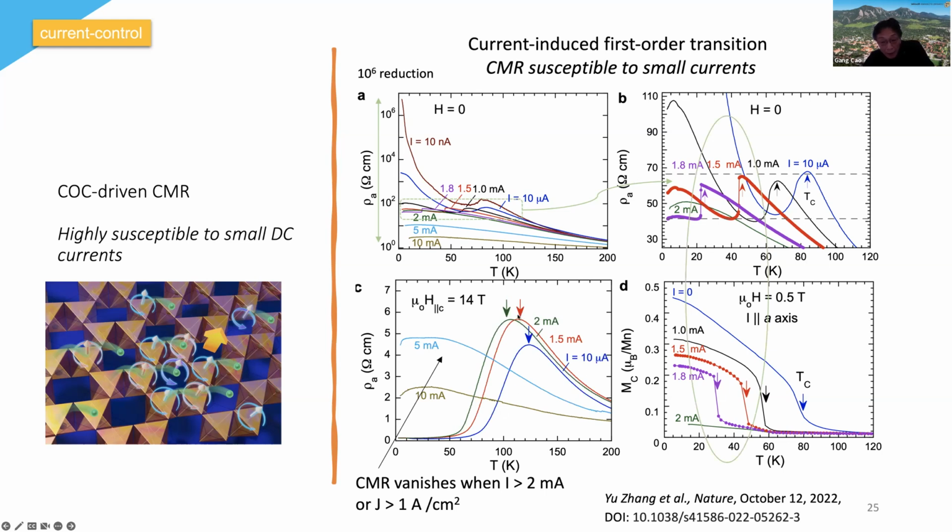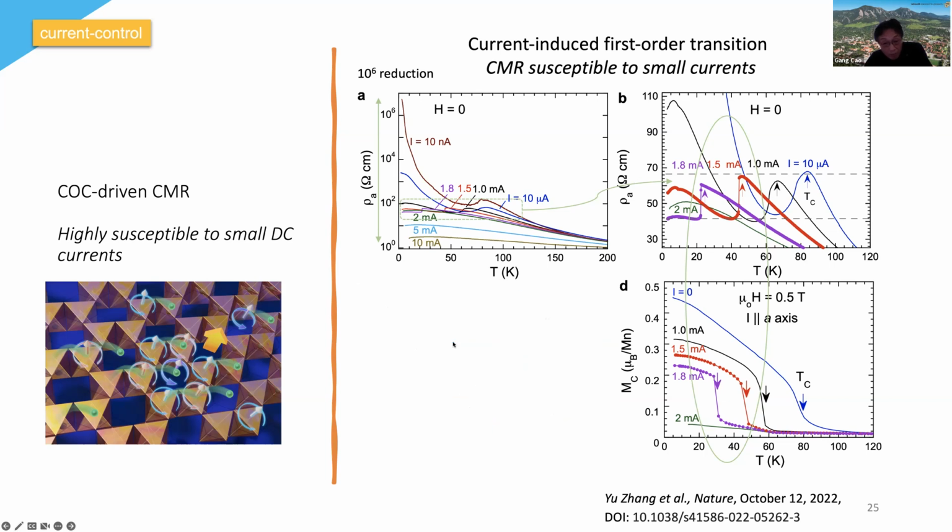The effect of magnetic field along C-axis actually is opposite. It's trying to pull the transition back to the higher temperatures. So see, current suppresses TC, whereas the magnetic field along C-axis is trying to enhance TC. So from here to here, we still see colossal magnetoresistance. But what's interesting here is that when the current is higher than 2 milliamps, for example, 5 milliamps, we do not see colossal magnetoresistance anymore.